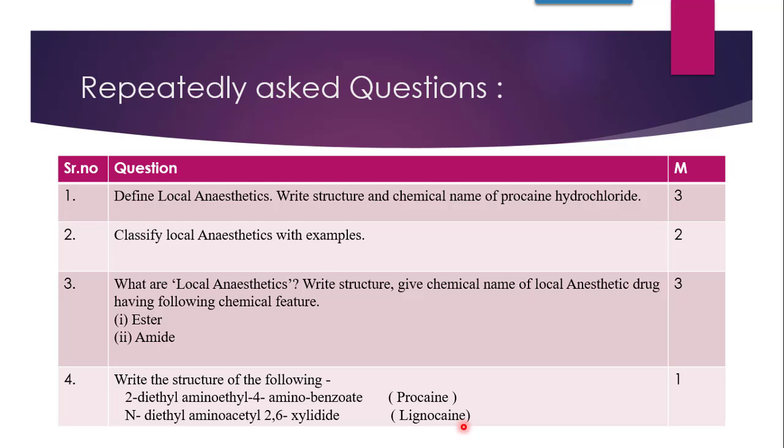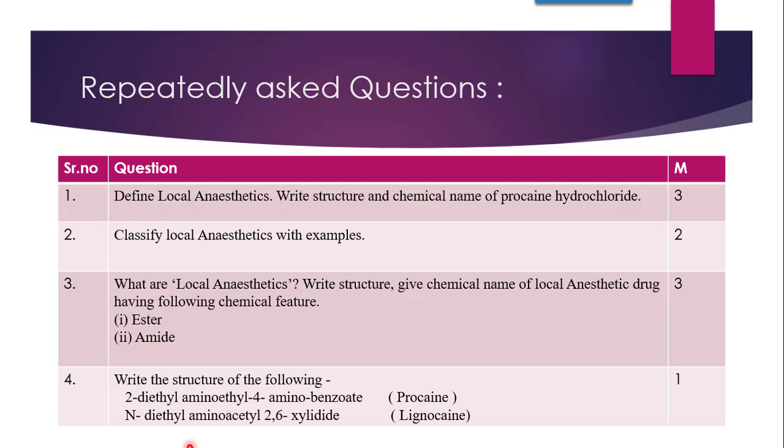Now the first IUPAC name says 2-diethylaminoethyl 4-aminobenzoate. Now it is a benzoate, so definitely it will be an ester. Aminobenzoate is the suffix, so it is an ester-containing local anesthetic, and it is nothing but procaine.